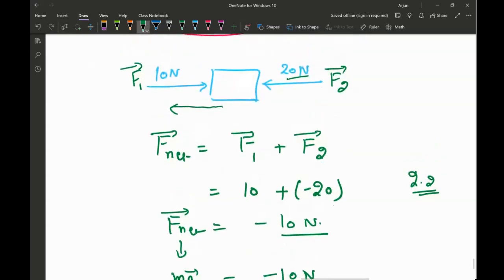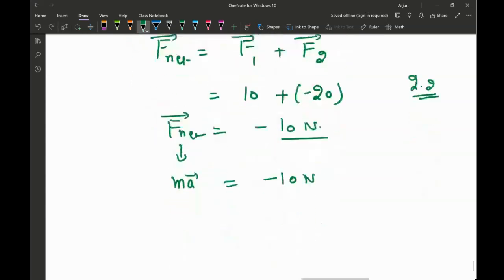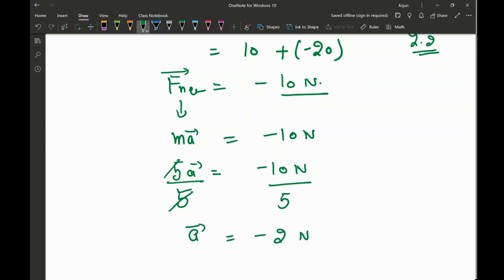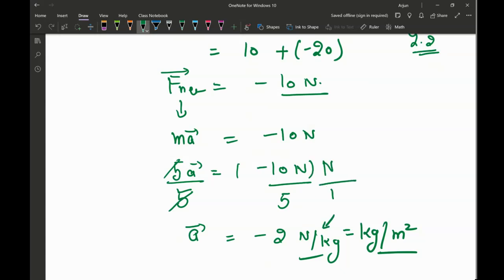And now let's say I wanted to find out acceleration, and the mass of this box is 5 kg. So how much is the acceleration for this box? I'm going to write it as 5 times a, which is equal to negative 10 Newton, and dividing both sides by 5, the acceleration will come out to be negative 2 Newton per kg, or I can also call it as kg meters per second square. Both mean one and the same thing. So these units I've derived from here, because the unit of force is Newton and divided by mass, which is kg, and these are the old units which you can recall from chapter 1.